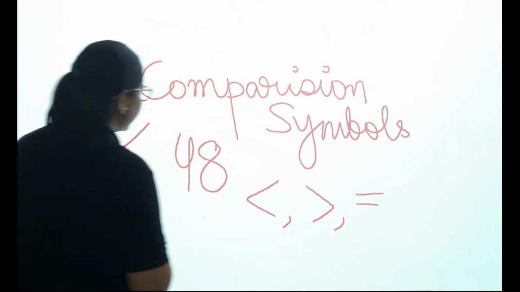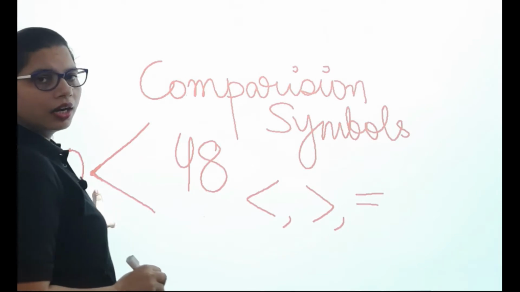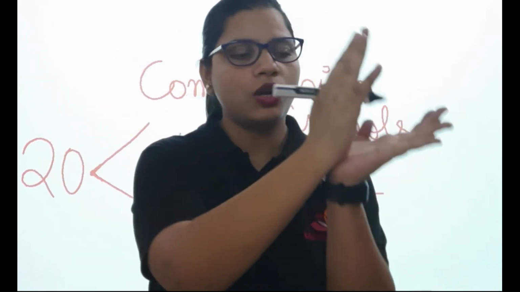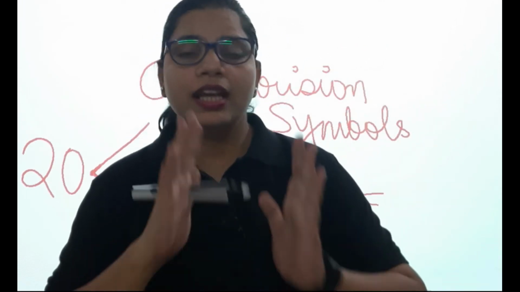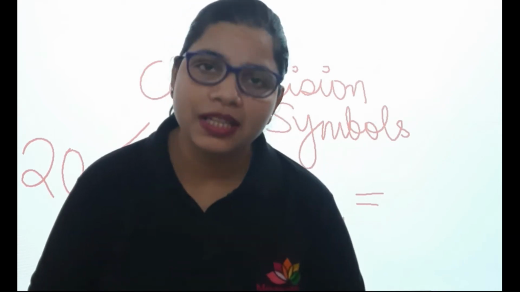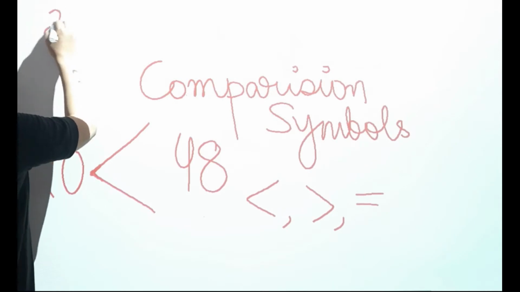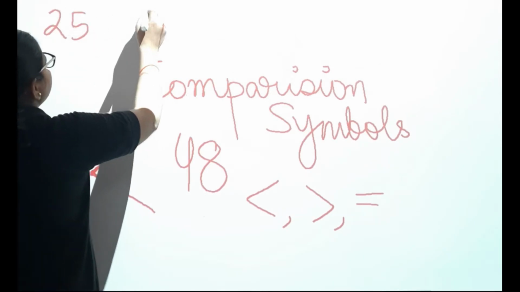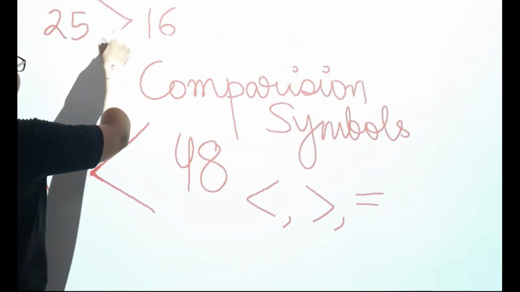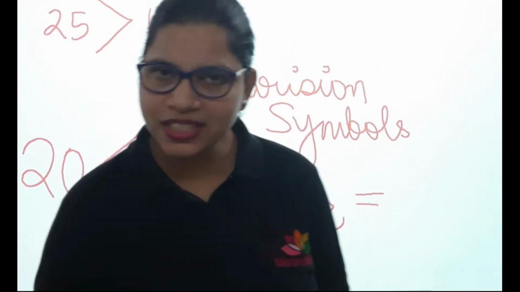And if it is smaller, say smaller means mouth not opened. Mouth not opened, if the number is towards closing of mouth, it will be the smaller. If the number is towards open mouth, in front of open mouth, it will be the greater number. Great job, bachche. So if I say 25 and 16, which one is greater? We will open the mouth towards 25. Simple, opening the mouth. Okay, bacha?